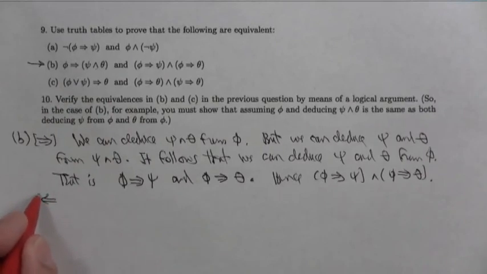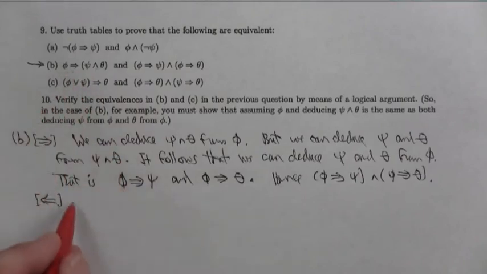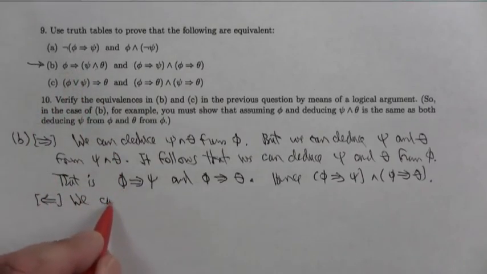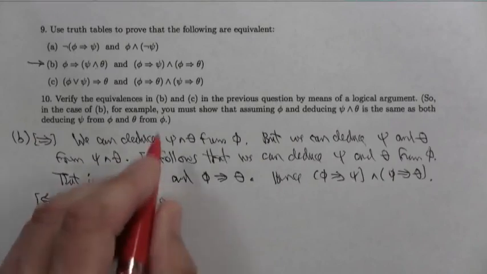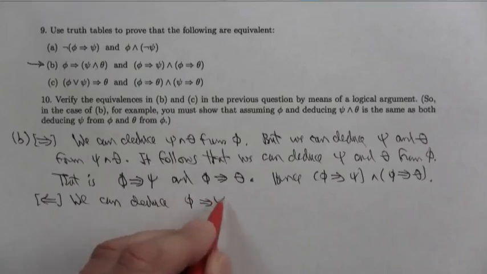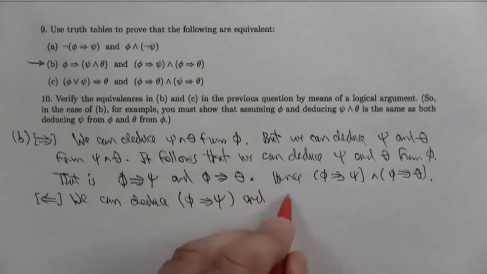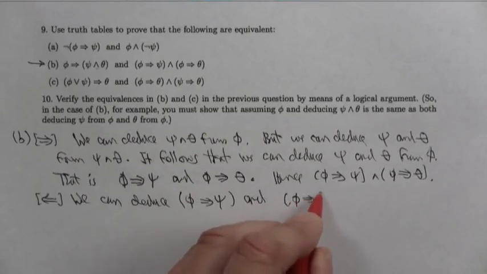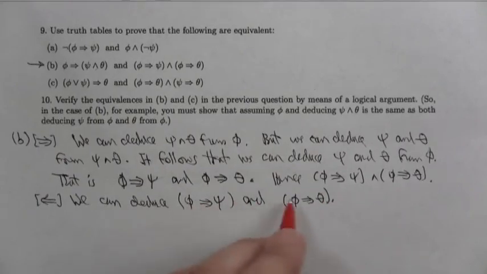What about going from right to left? Assume this one and deduce that one. Okay, well let's see what that says. That says we can deduce, if we can deduce a conjunction, we can deduce each conjunct. So we can deduce psi from phi, and we can deduce theta from phi. So each of those two things is possible.